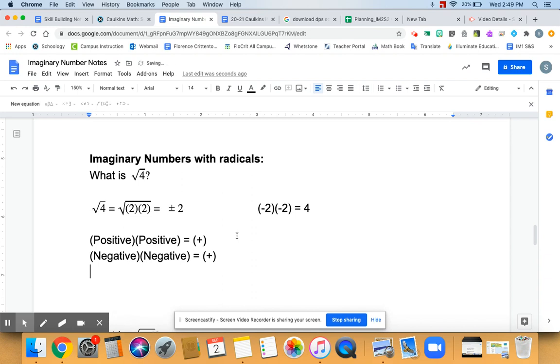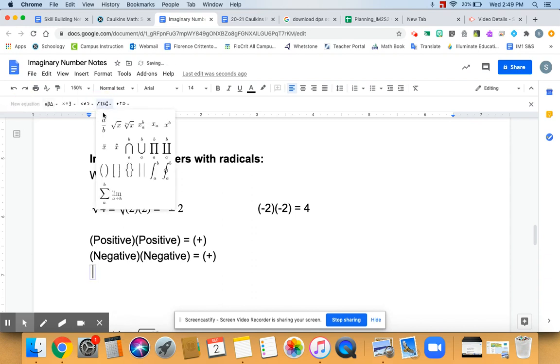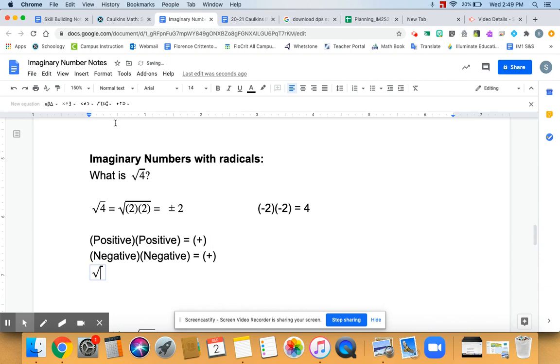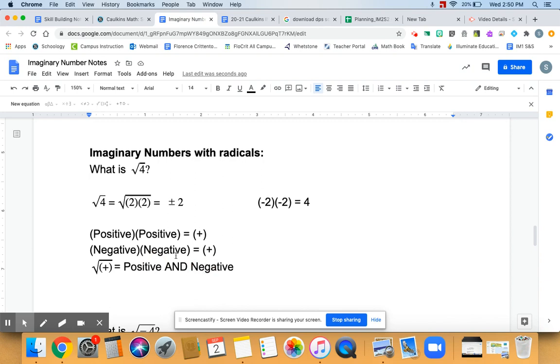So that means if I take the square root of something, like if I take the square root of a positive number, the answer gets to be both positive and negative. Whatever the answer is, it's going to be both positive and negative because they could both show up under that square root.